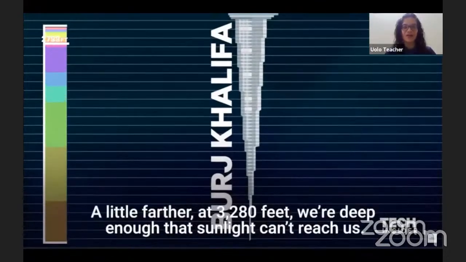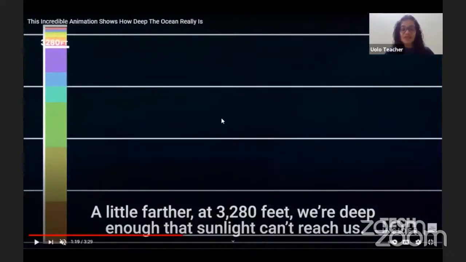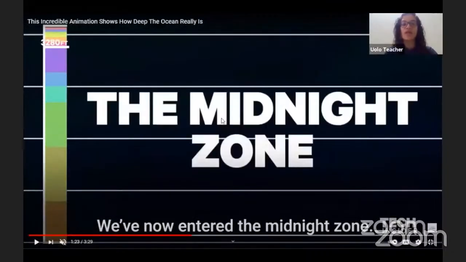So, that's still very superficial, right? If you look at the bar, now let us go a little more down, that is at 3,200 feet. Now we are very deep and the sunlight cannot reach us. Now this zone is called the midnight zone. Yes, why is it called the midnight zone? Because it is at this level that the light does not reach the ocean. So that's why this is called the midnight zone. Clear, everybody? Good job.